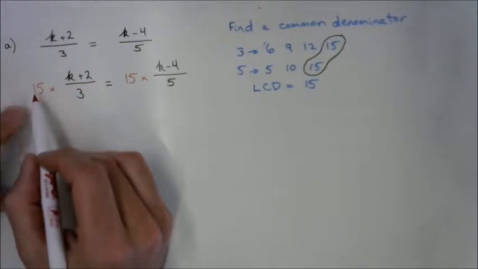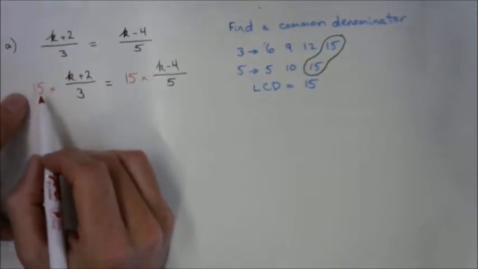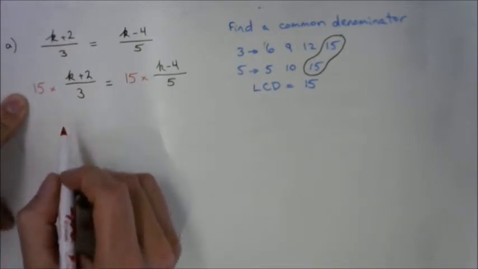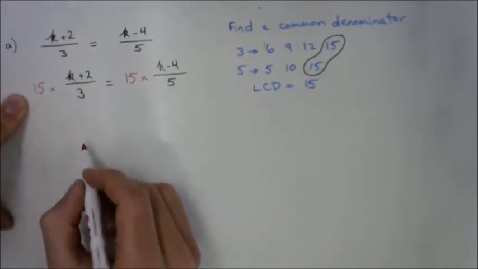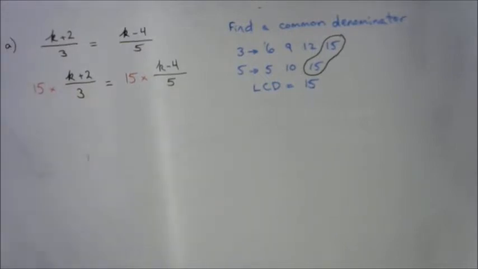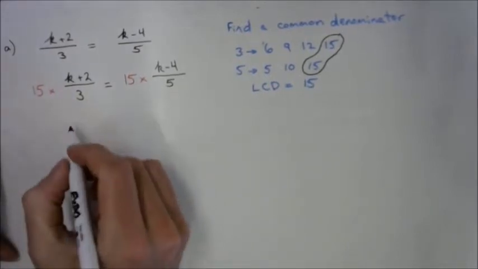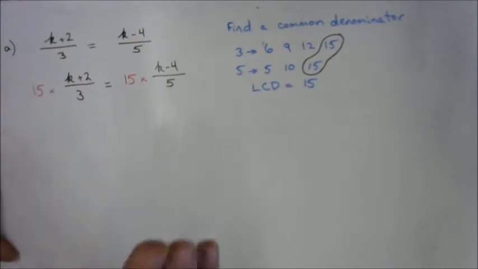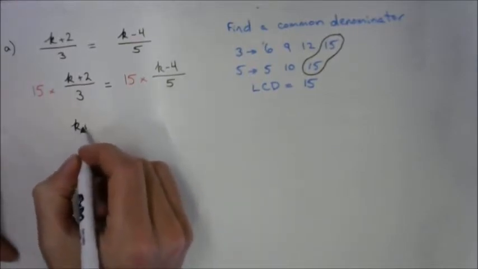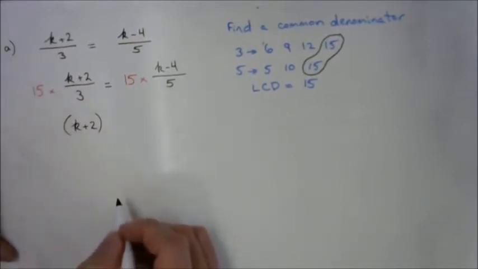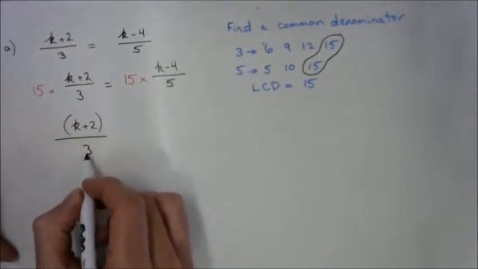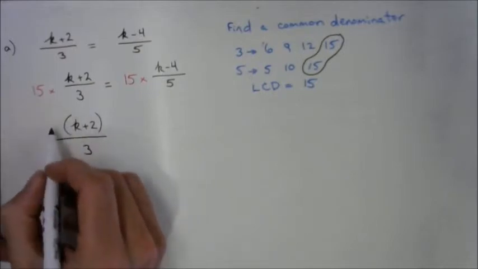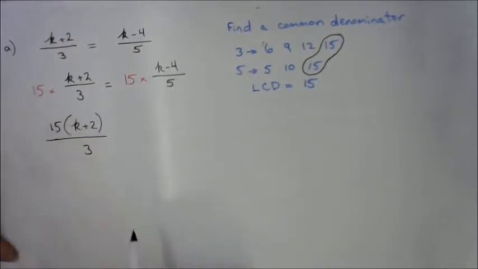How does it turn into a 5? So look, let me rewrite this a different way. We have k plus 2. This step is not necessary, but it might help you to see it better. So we have k plus 2 as a group. That group is being divided by 3, but that group is also being multiplied by 15.